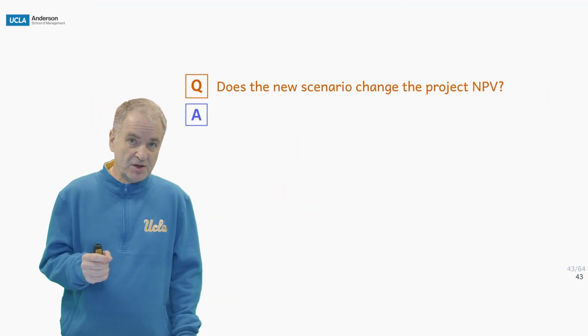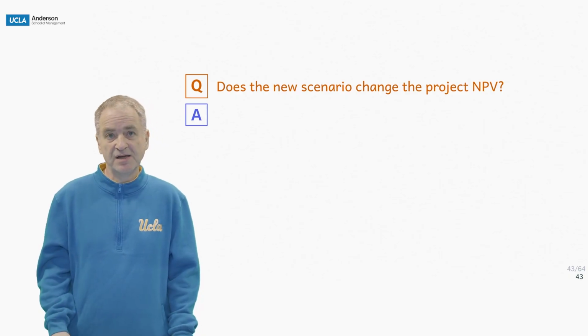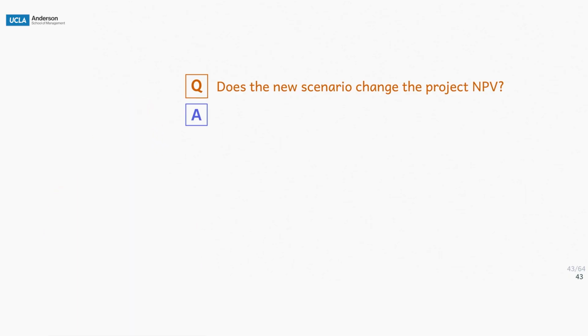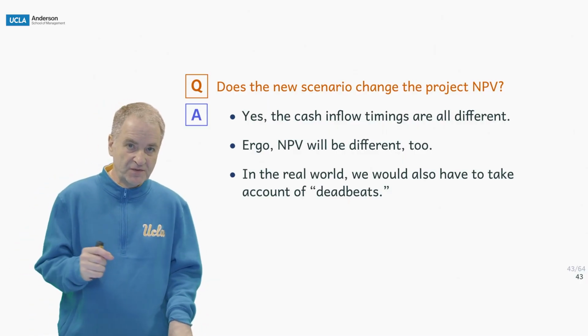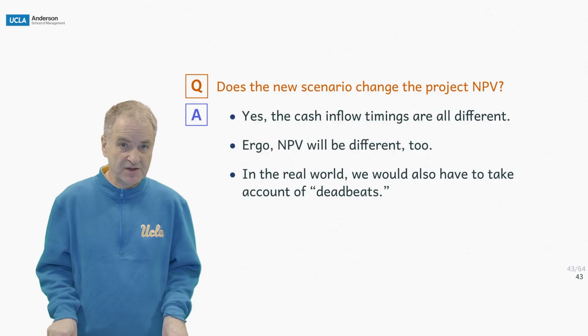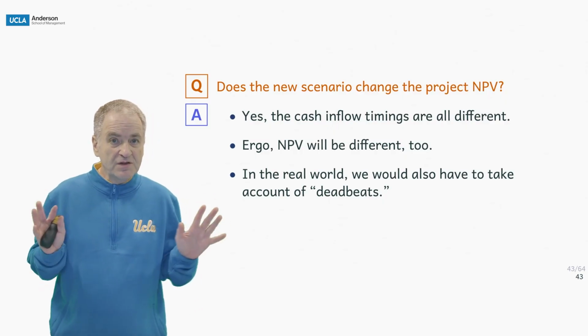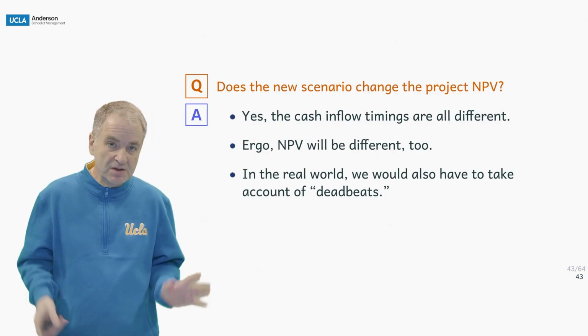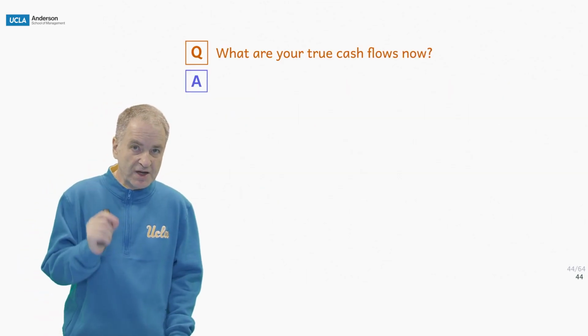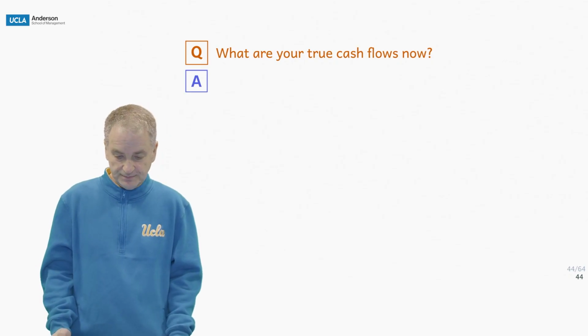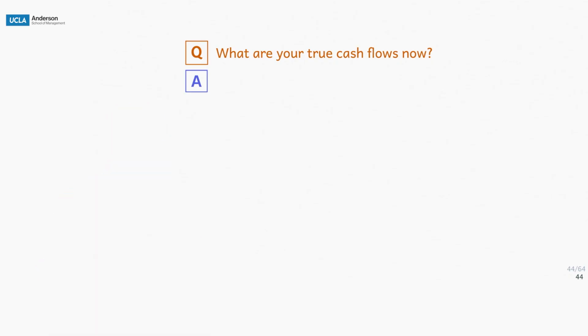Does the new scenario change the project net present value? Please pause this video now, answer the question on a piece of paper, and then continue. Yes, the cash inflow timings are all different. Thus, the net present value will be different too. In the real world, we'd also have to take account of deadbeats. We don't need to do that here. This is just for principle. So now, what are your true cash flows going to be? Please pause this video now, answer the question on a piece of paper, and then continue.